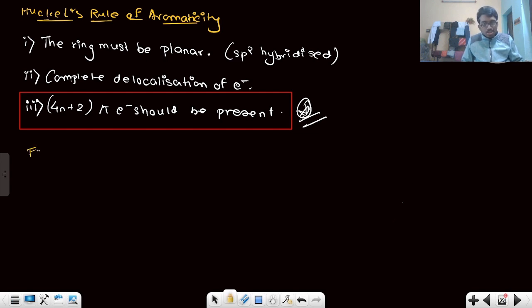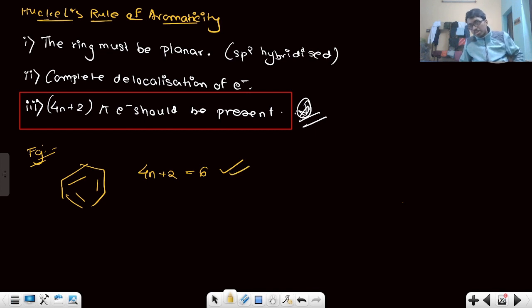Let us take up some examples. Benzene, your favorite. How many pi electrons does benzene have? Benzene looks like this. Does it follow 4n plus 2? 1, 2, 3, 4, 5, 6. So 4n plus 2 can be 6, that is 4 into 1, where n equals 1. So this is an aromatic compound. Benzene is an aromatic compound.